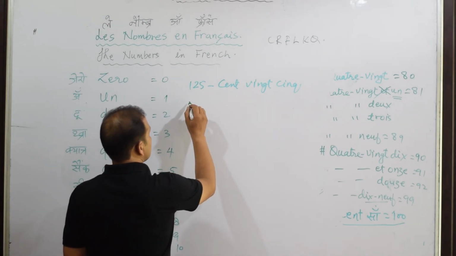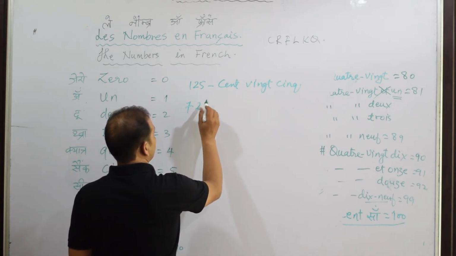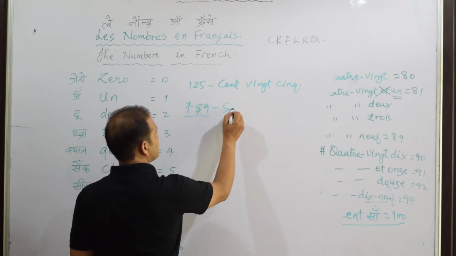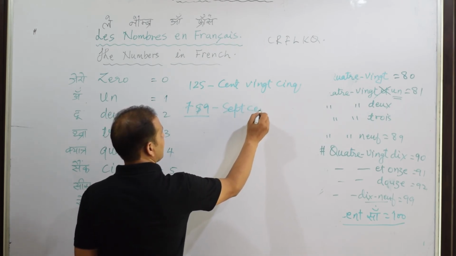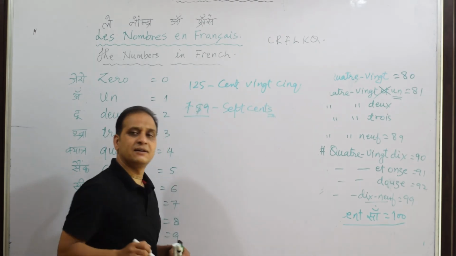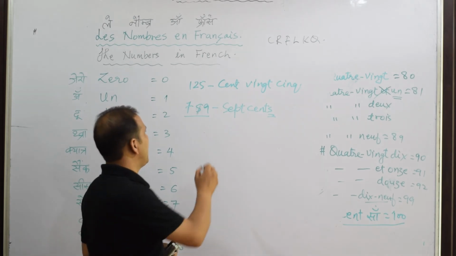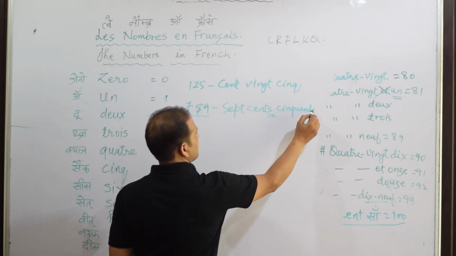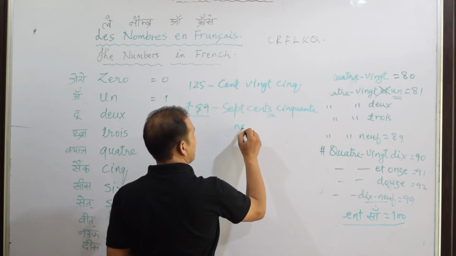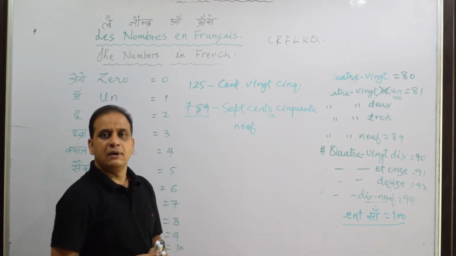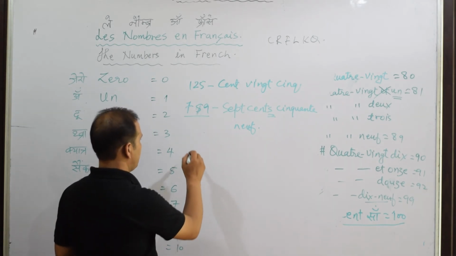How will you say 759? 7. What is 7? Sept. And what is 100? Cent. But if it is plural, then you will add S. Sept cents and 59. 50 and 9 is enough. Okay, mille.